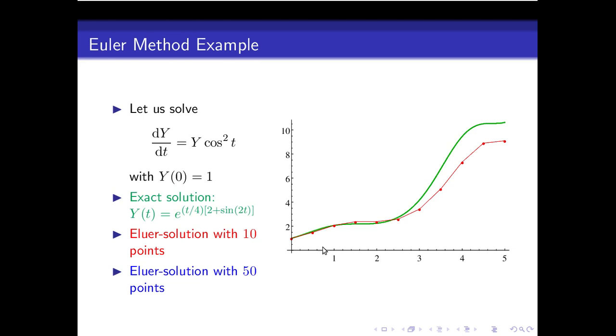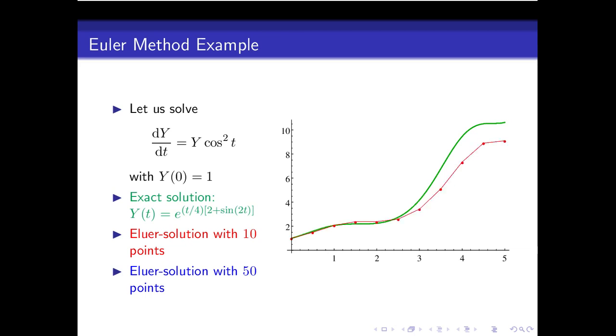This is the solution. You see that it almost follows the pattern of the exact solution, but it is not very satisfactory, of course. It's very different from the original curve. And so does it improve when we increase the number of points?